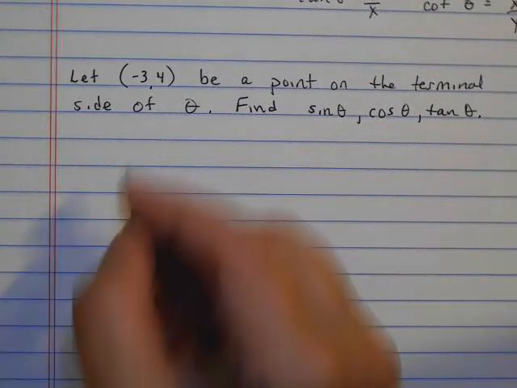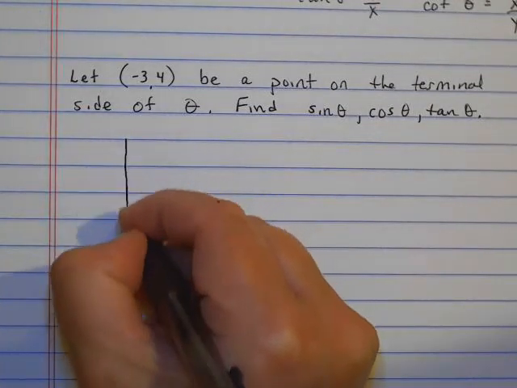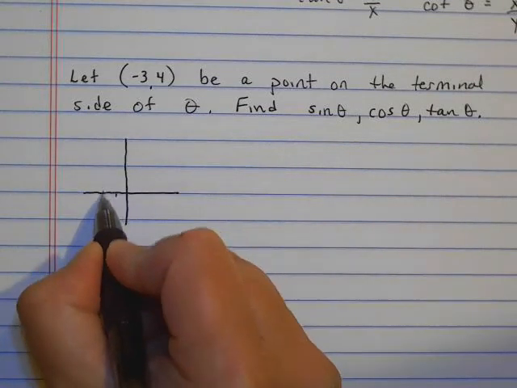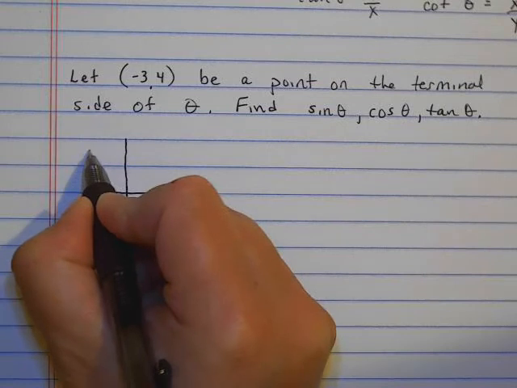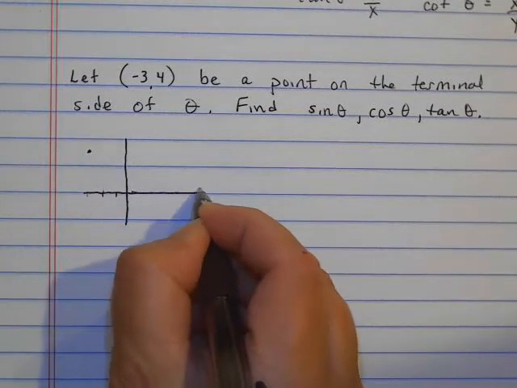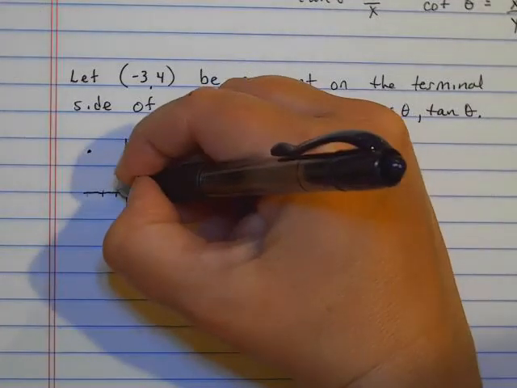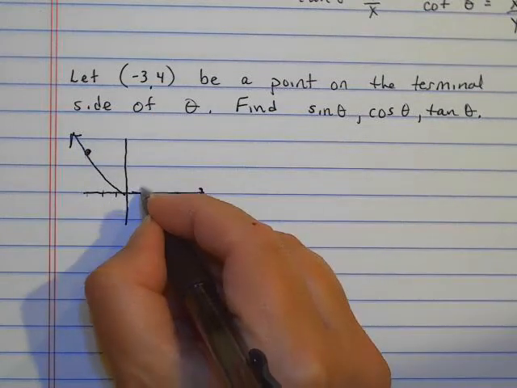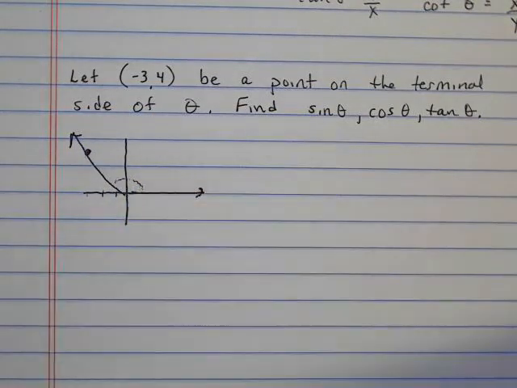So here's what this looks like. I've got an angle theta, and the point -3, 4, so up here, is on the terminal side of the angle. So the initial side would be here, and the terminal side of this angle is going to go through that point. So I'm talking about the angle that looks like this.